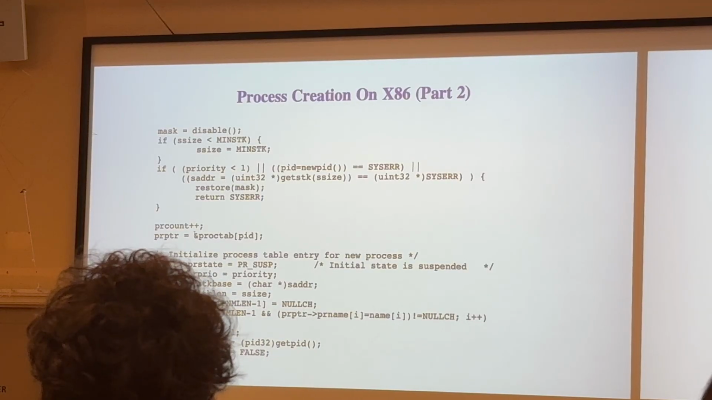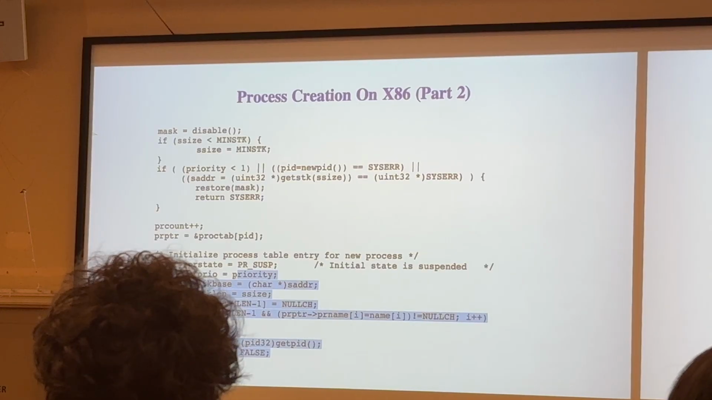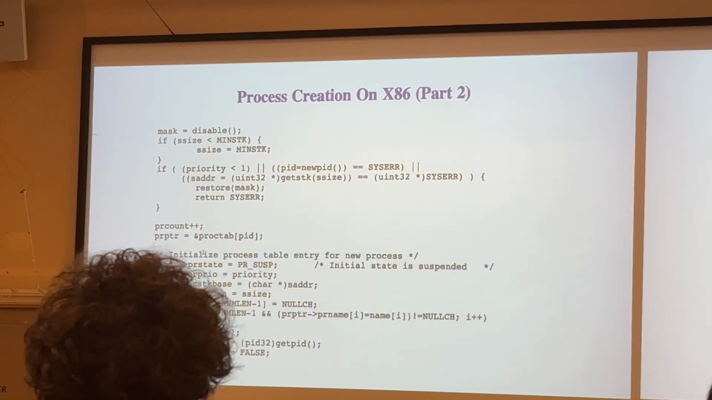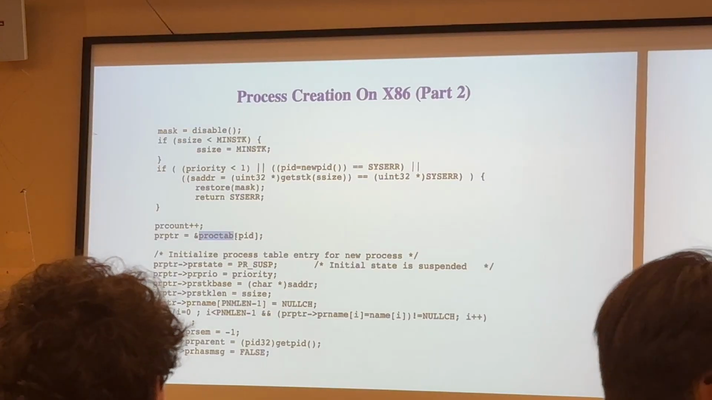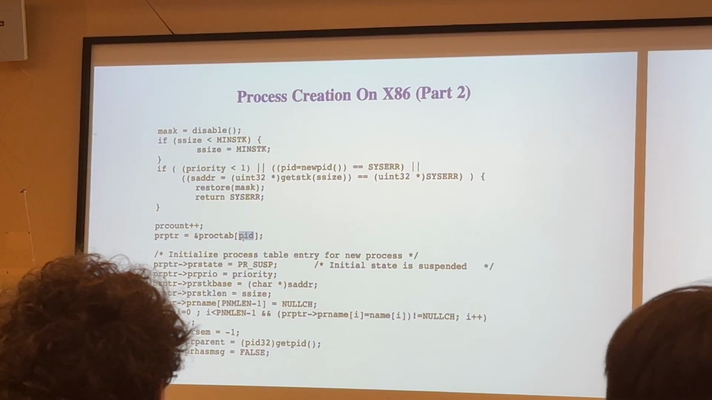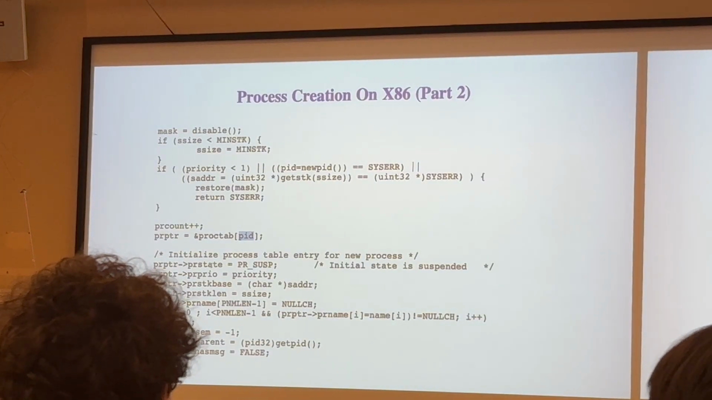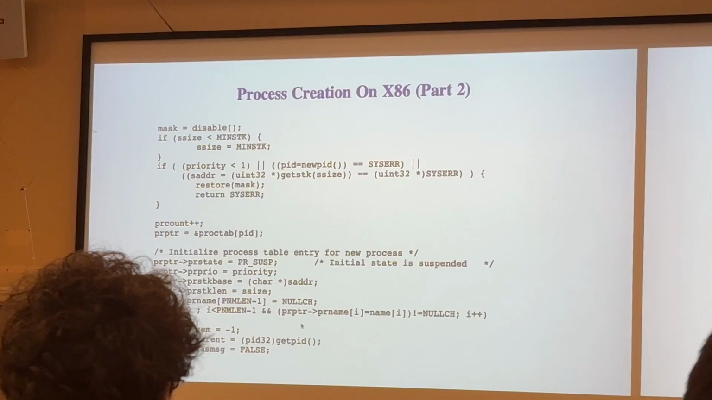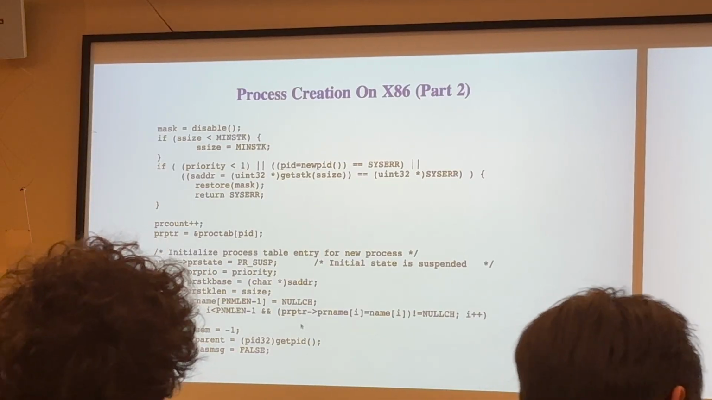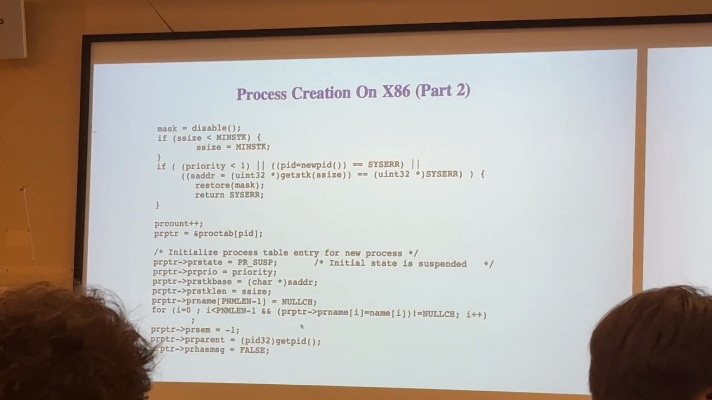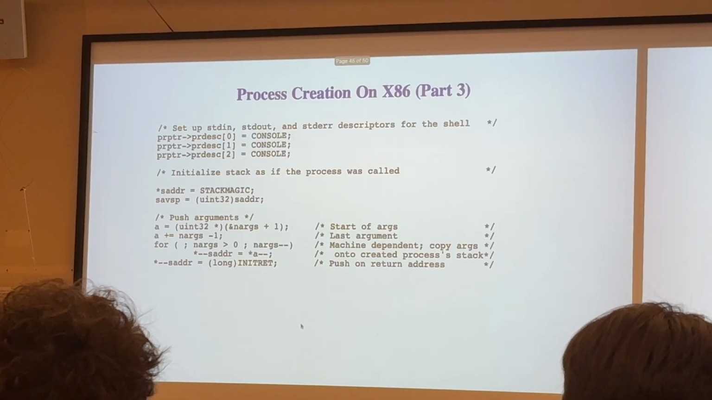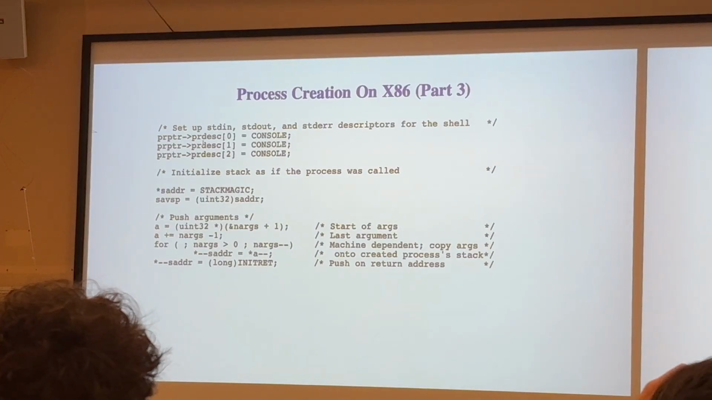And then what happens here is we are initializing the process table entry for this process. We get the process table entry pointer for the process that we are creating, and then we initialize its stack state, its priority, its stack pointer, and so on. So this part of the code initializes the process table entry for the process we are creating. This other part of the code initializes the devices this process uses. It's not the most important thing.